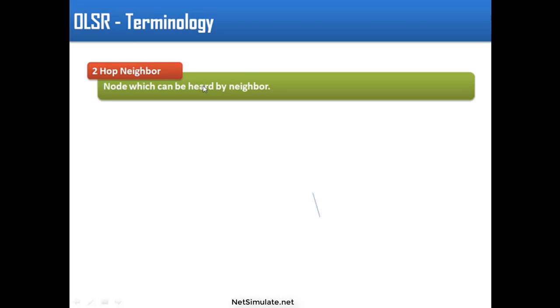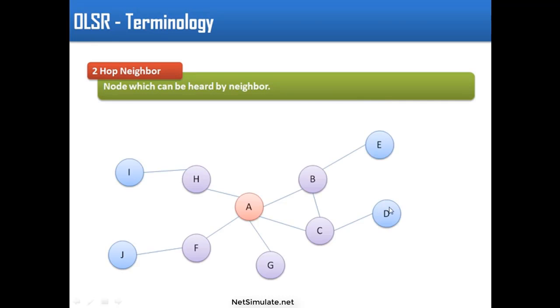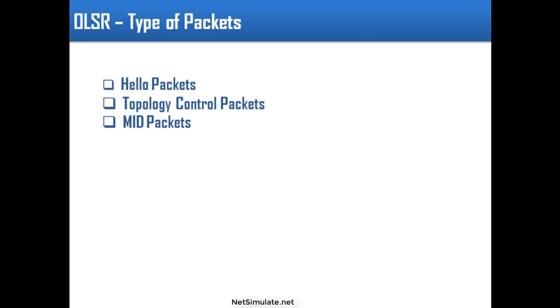Two hop neighbor. So in short, we can say if a node is at a distance of 2 hops from the node, we call it a 2 hop neighbor. D is the 2 hop neighbor, E is the 2 hop neighbor. Now there is one more thing. If we follow this definition, a node which can be heard by a neighbor, so C node is also heard by B. So according to this definition, C also has neighbor information, information about the state of their links to their neighbors.